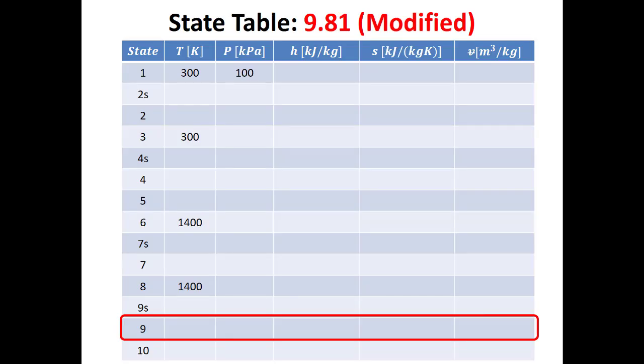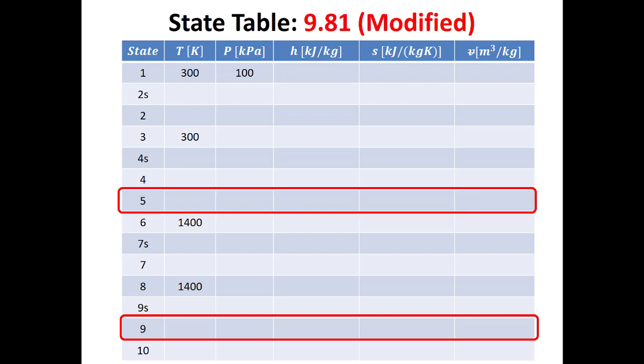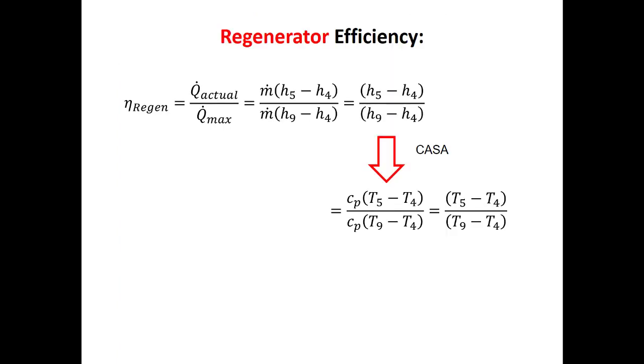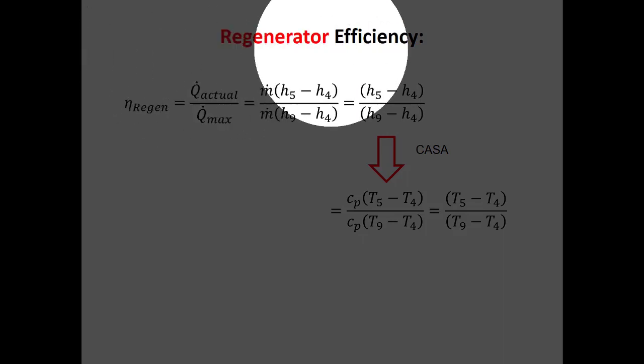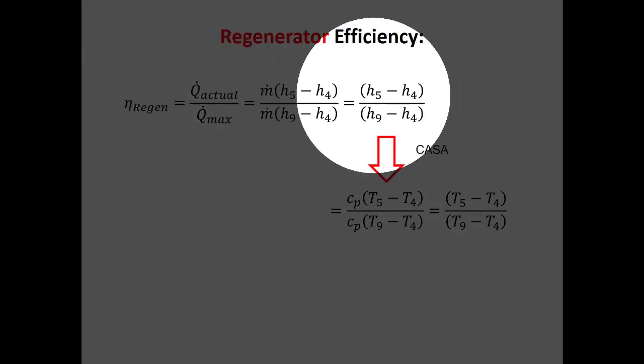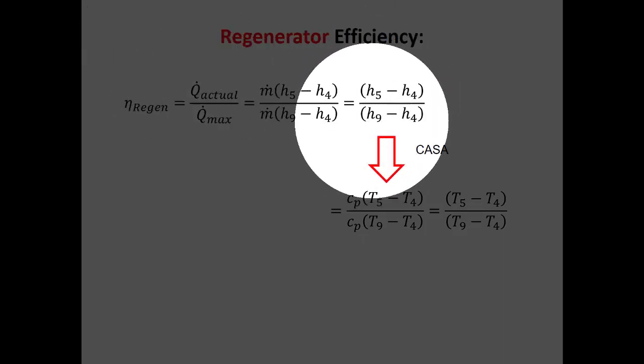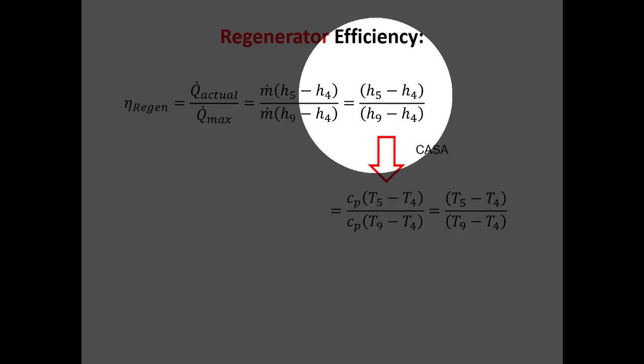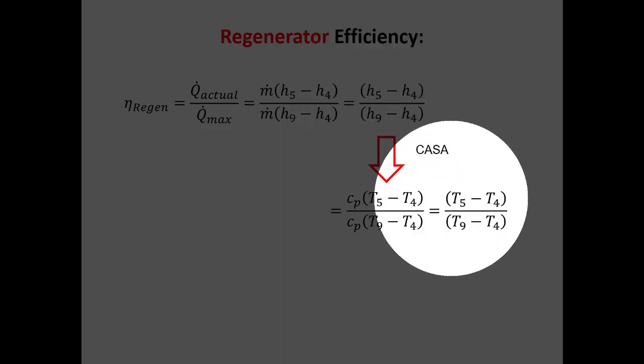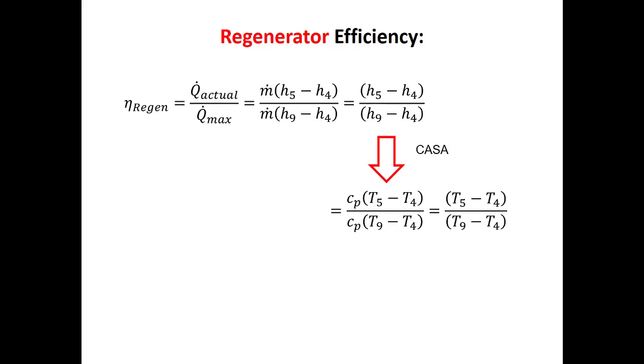Right? And now, because we know state 9, remember we left state 5 and we couldn't find state 5 because we didn't know state 9? But now we do know state 9. So we can revisit this equation we had for regenerator efficiency. Before, we didn't have h5 or h9. But now we know h9. The only thing we don't know now is h5, or T5 if we're doing constant specific heat. So now that I know state 9, I can go back to my symbolic solution and fix state 5.